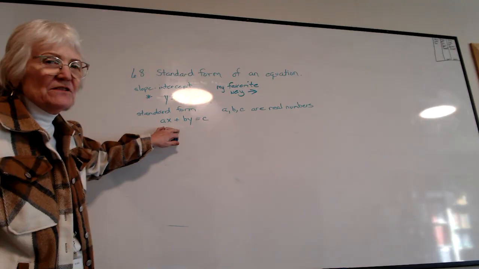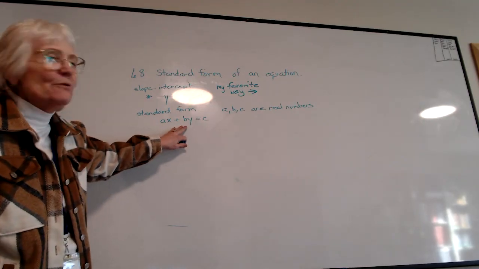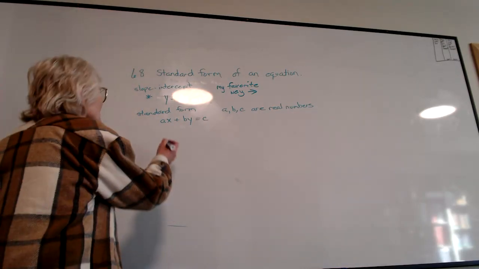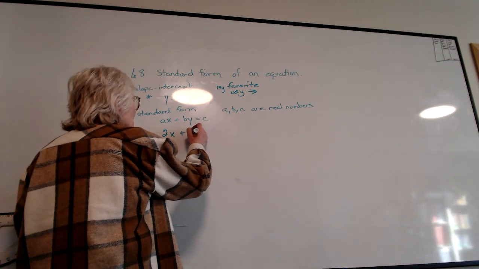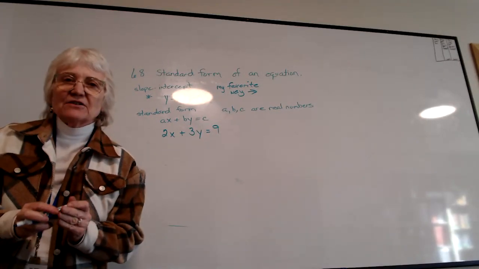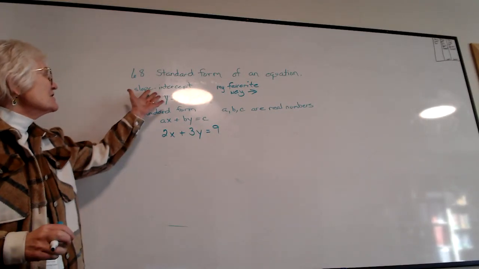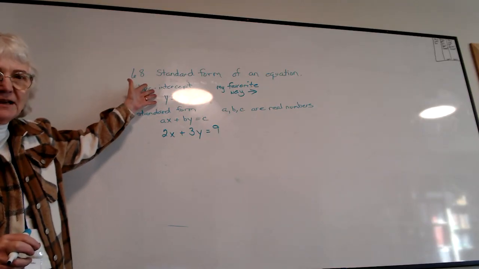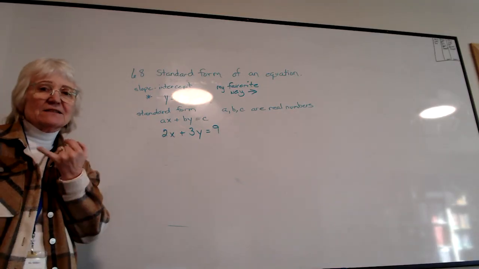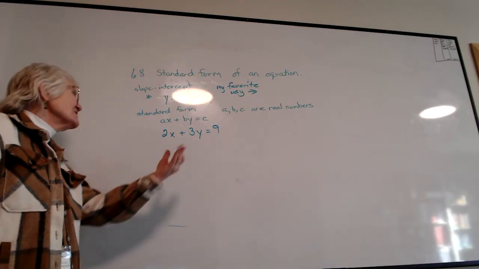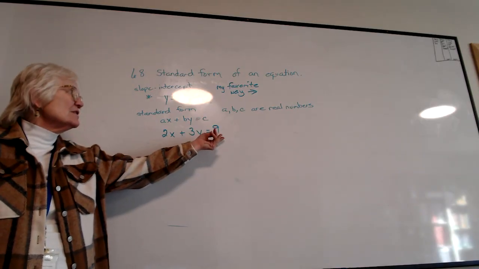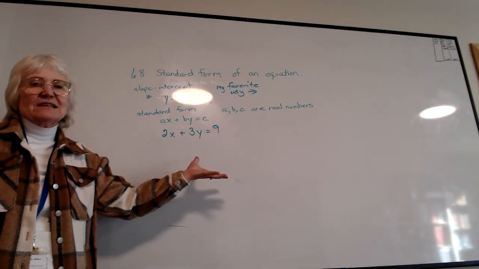Occasionally, it will be given to you in the form of ax plus by equals c, where a, b, and c are real numbers. So let me just give you an example of one. If I said 2x plus 3y equals 9, okay? That's an example of standard form. So it really is just another way of writing the same thing up here. It doesn't look as nice. It's not as easy to use. It doesn't give me the slope. It doesn't give me the y-intercept. It just gives it to me in this form where the x and the y are both on the same side and your constant is on this side. So that's the standard form.